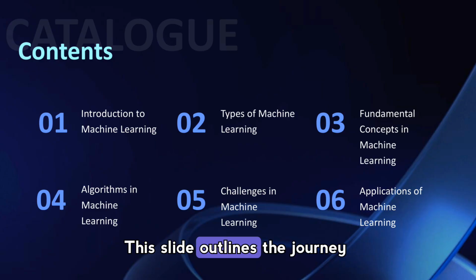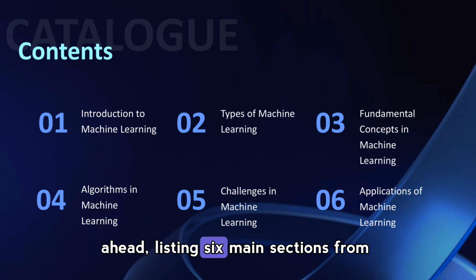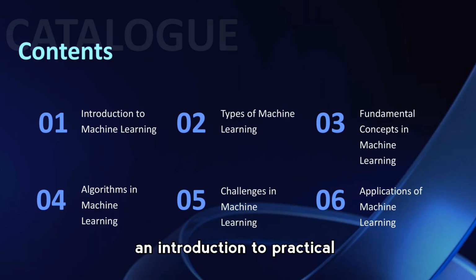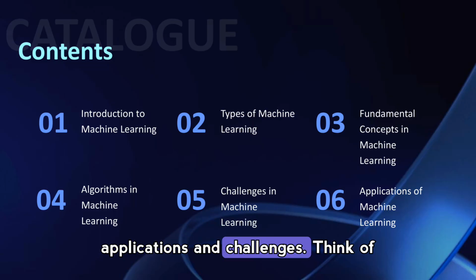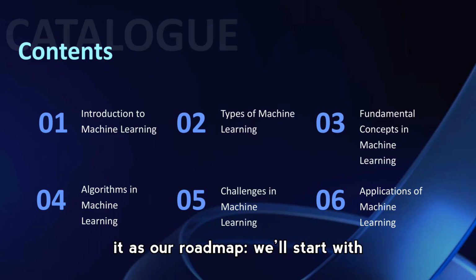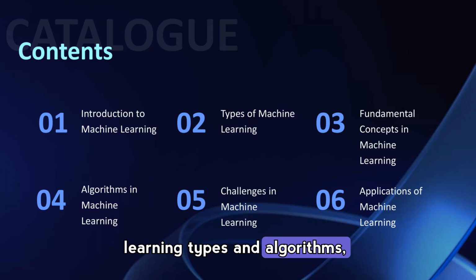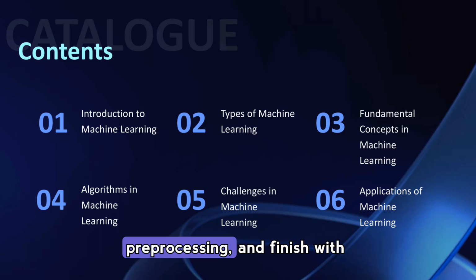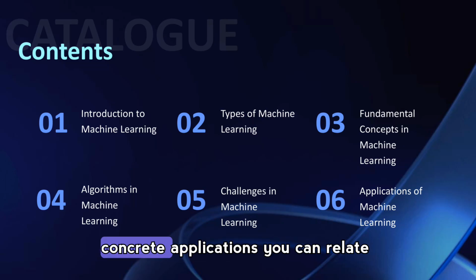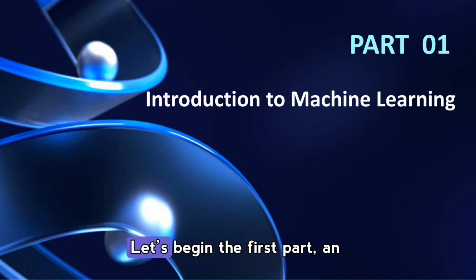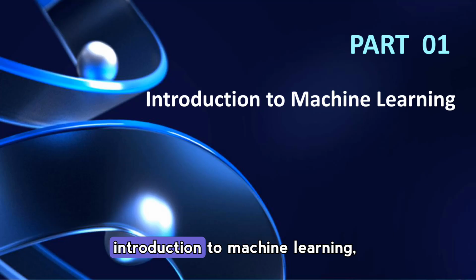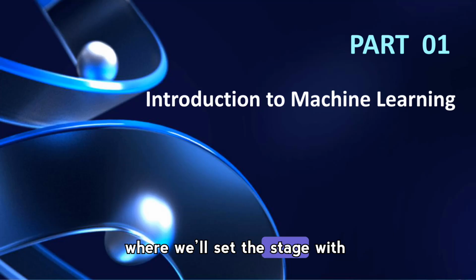This slide outlines the journey ahead, listing 6 main sections from an introduction to practical applications and challenges. Think of it as our roadmap. We'll start with basic definitions, move through learning types and algorithms, explore evaluation and pre-processing, and finish with concrete applications you can relate to.